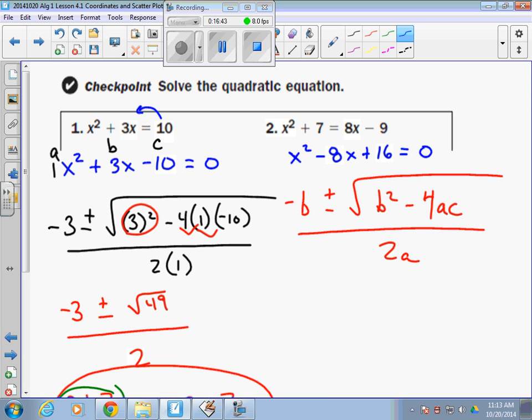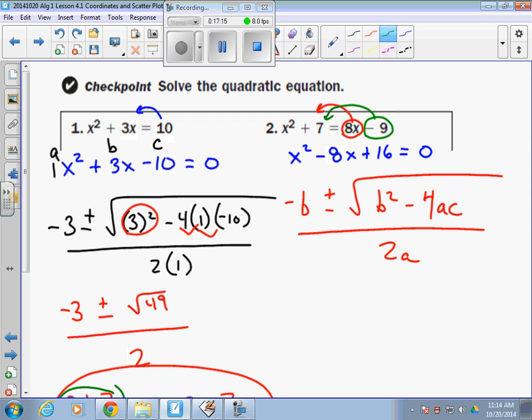Okay, notice with this one, you've got to move 8x over to the left. If it was positive on the right, when you move it over, it becomes negative 8x. And you also have to move over minus 9 by adding 9 to both sides. That's why, if you see in blue, I have below x squared minus 8x plus 16 is equal to 0. That gives you standard form, ax squared plus bx plus c. From there, plug your values in.